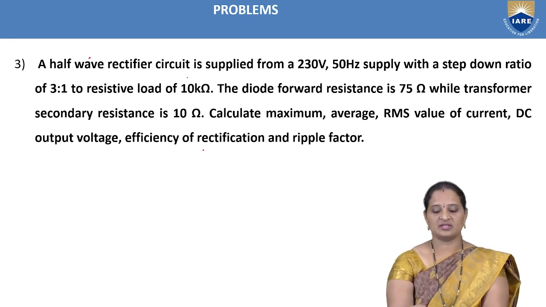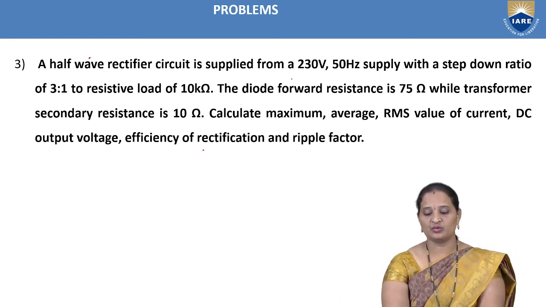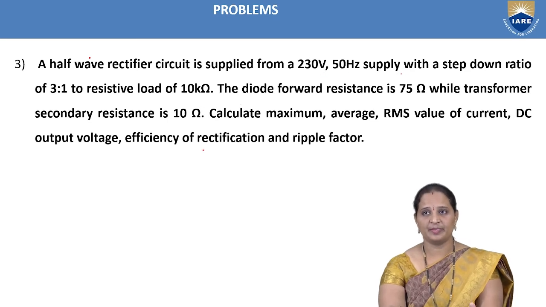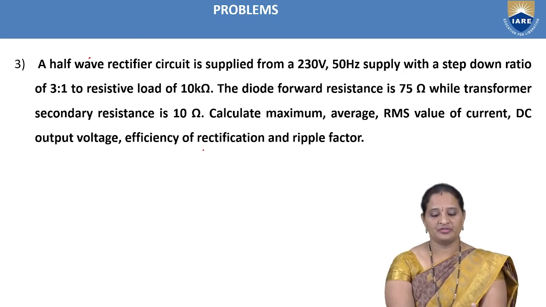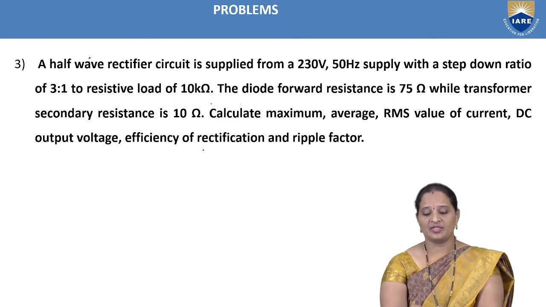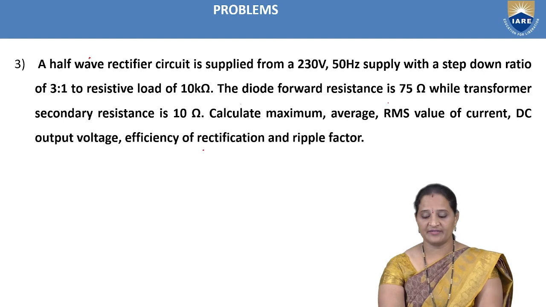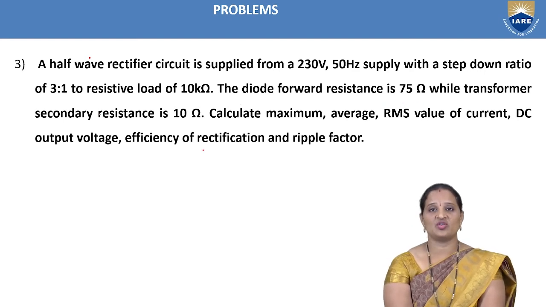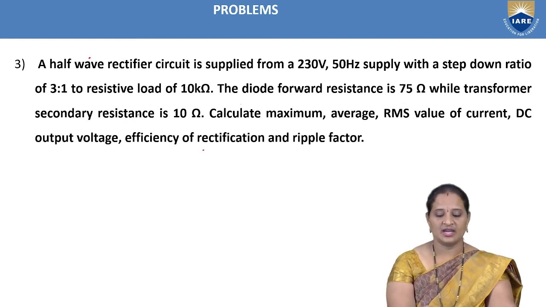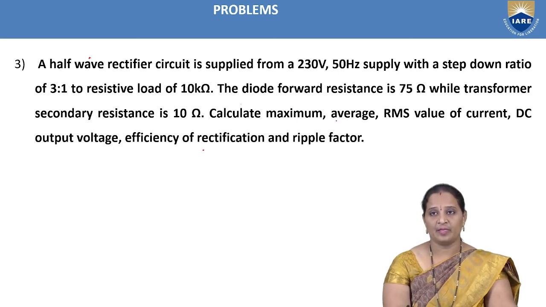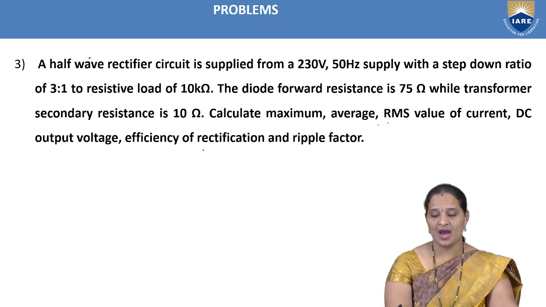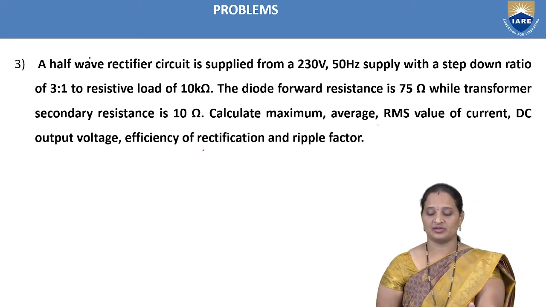A half wave rectifier circuit is supplied from a 230 volts 50 Hz supply with a step down ratio of 3:1 to a resistive load of 10 kilo ohms. The diode forward resistance is 75 ohms, while the transformer secondary resistance is 10 ohms. Calculate maximum, average, RMS value of current, DC output voltage, efficiency of rectification, and ripple factor.